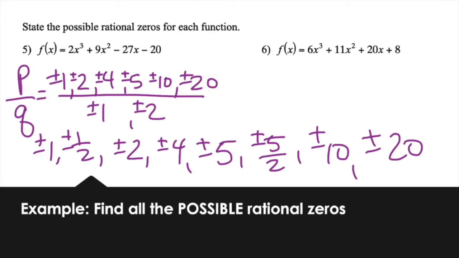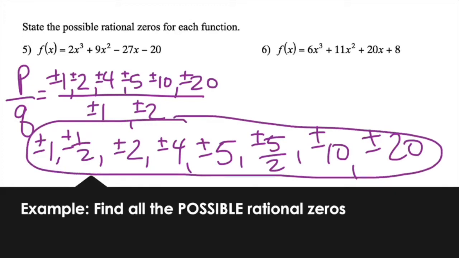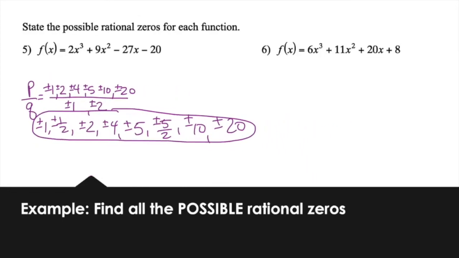So your answer for all the possible zeros are 1, 1/2, 2, 4, 5, 5 over 2, 10, and 20. These are all the possibilities for the zeros where it crosses the x-axis with the rational numbers. Now, eventually you're going to have to actually find the real ones, the ones that do work. And we're going to do those together in a little while.